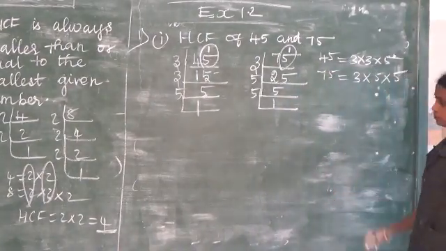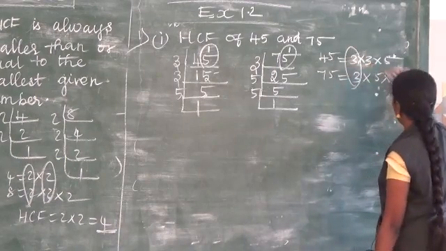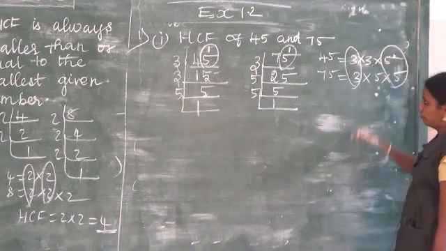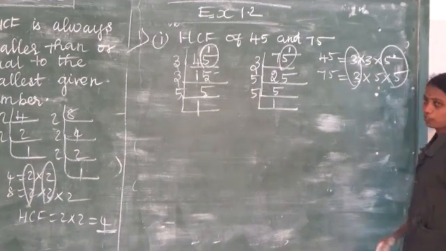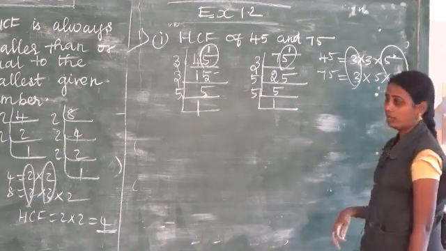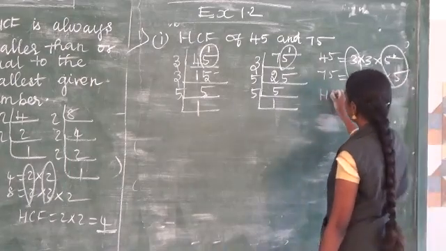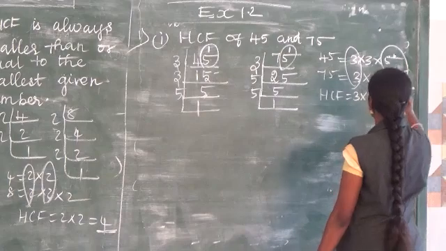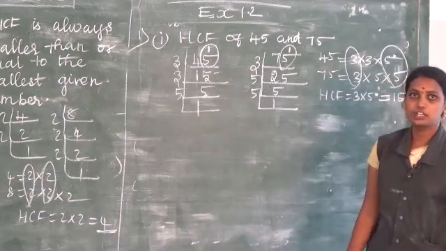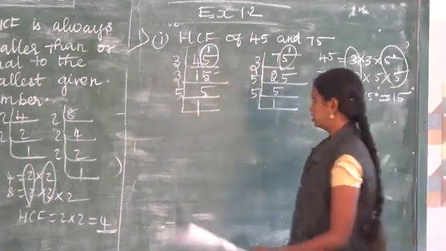Now write the common factors 3 and 5, and encircle them. For both numbers it should be common. Don't take these 2 5s. Only take what is common to both numbers. Now the HCF is 3 into 5. 3 5s are 15. So the answer is 15. Okay, next.